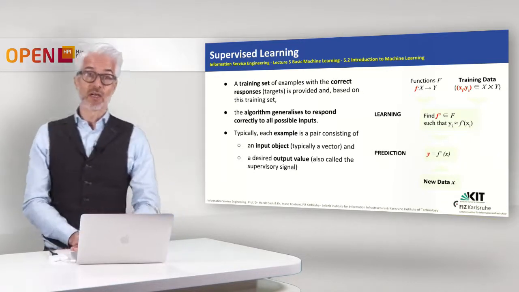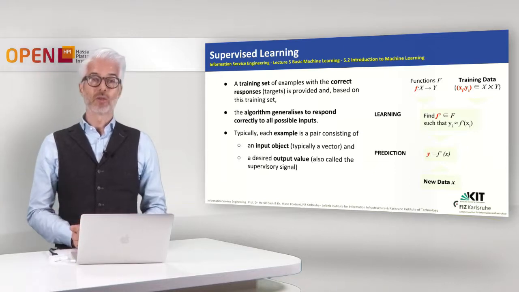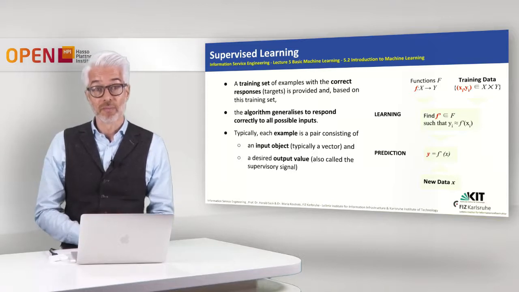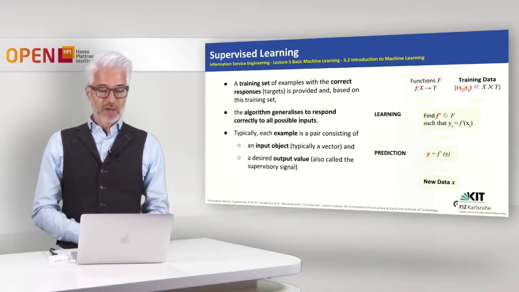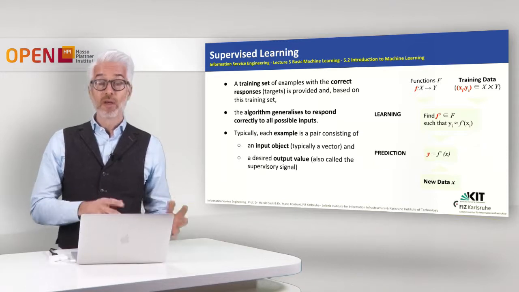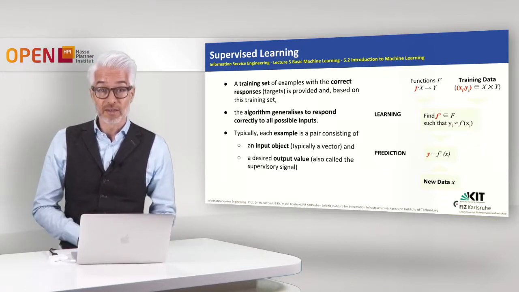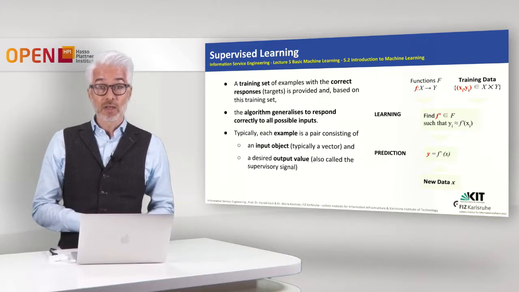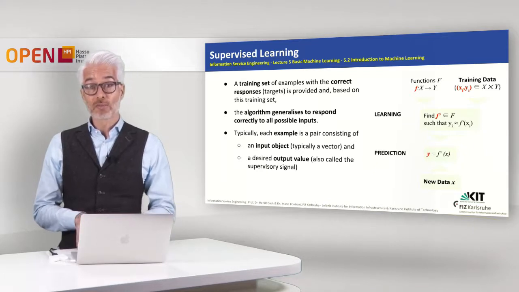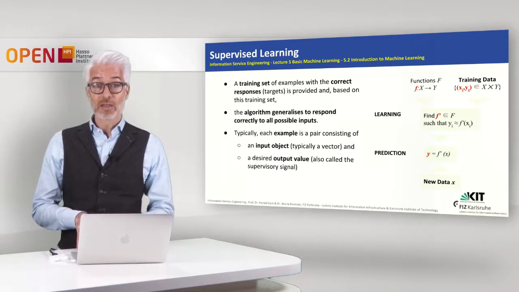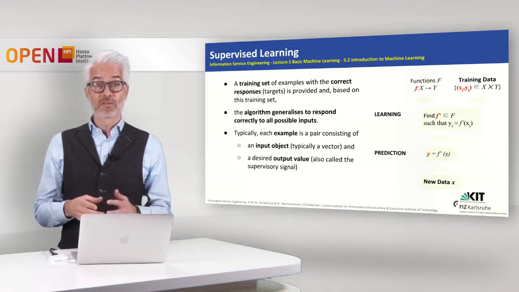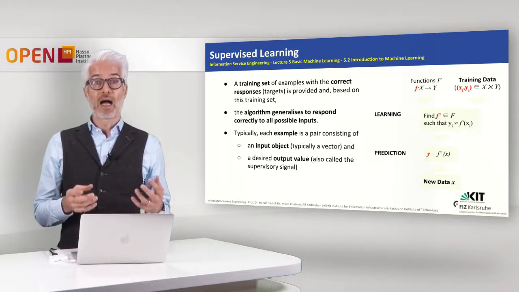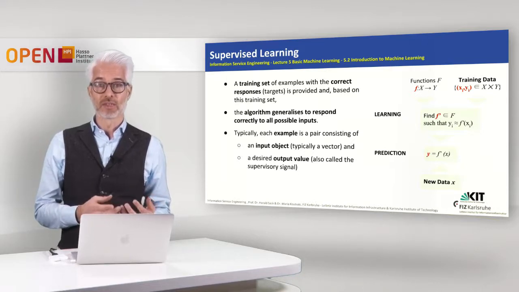And then you have two major classes that have to be distinguished: supervised learning and unsupervised learning. Let's first start with supervised learning. In supervised learning, you usually have a training set of examples with corresponding correct responses. This is provided as your training set. Then your algorithm generalizes to respond correctly for all the possible outputs. Typically, each example is a pair consisting of some input object, which is usually a vector, and a desired output value. This is the so-called supervisory signal.